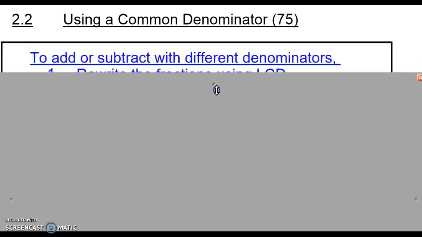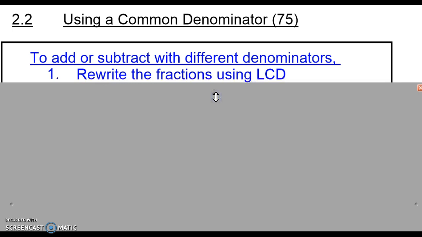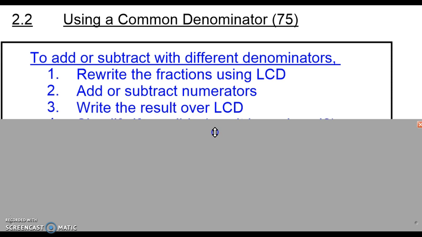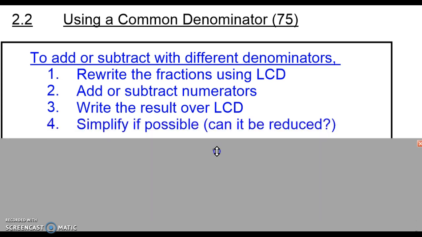So first, let's go through the steps you need to take. First, you're going to rewrite each of the fractions using the least common denominator. So you want to find the common denominator between the two numbers and write equivalent fractions. Next, you're going to add or subtract the numerators. And then lastly, you're going to put the answer from your two numerators over your least common denominator. And then you are going to simplify if possible. And remember, simplify means that you are trying to see if you can find a factor that both the numerator and denominator have in common and divide that out.